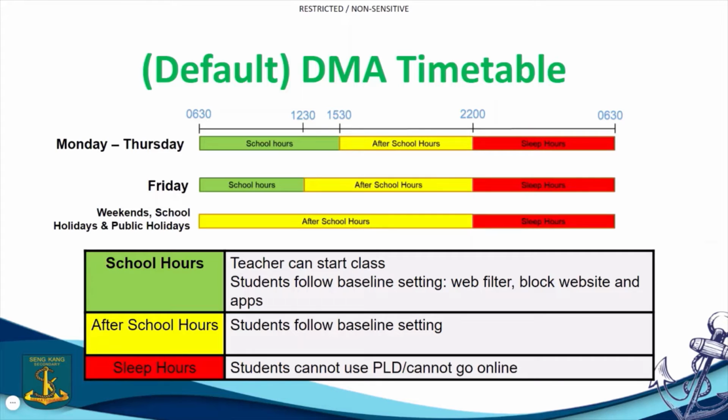The diagram comprises 3 different sections, one for Monday to Thursday, one for Friday, and one for weekends, school holidays, and public holidays. For instance, from Monday to Thursday, between 6:30 a.m. and 3:30 p.m. is the school hour setting. 3:30 p.m. to 10 p.m. is the after school hour setting. And after 10 p.m., you are not allowed to use your PLD for good screen time habits.